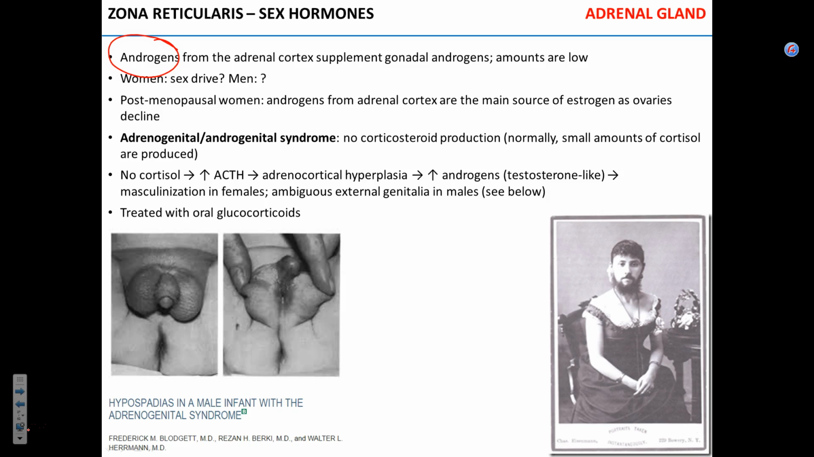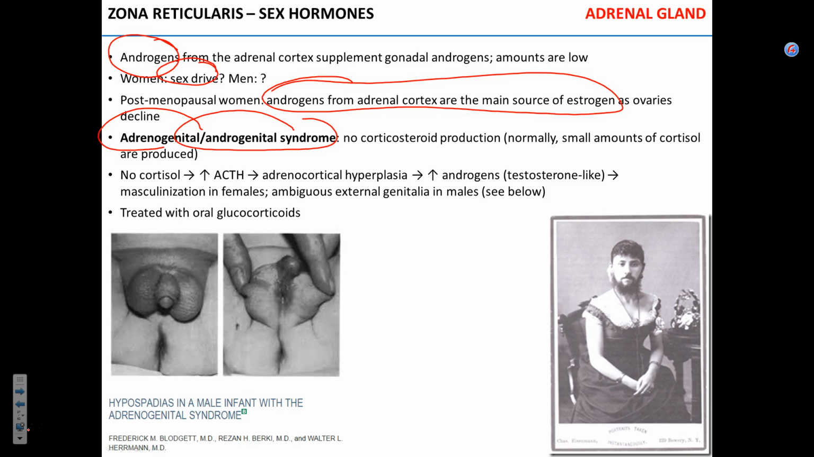It's suggested that androgens, testosterone-like hormones produced by this layer of cortex, may contribute to the sex drive in women, but in men, we have no clue what they do. Okay? In women after menopause, they may contribute to the estrogen levels in the blood, pretty much becoming the source of estrogen in postmenopausal women, because ovaries do not produce estrogen anymore. And the pathology associated with zona reticularis is adrenogenital or androgenital syndrome.